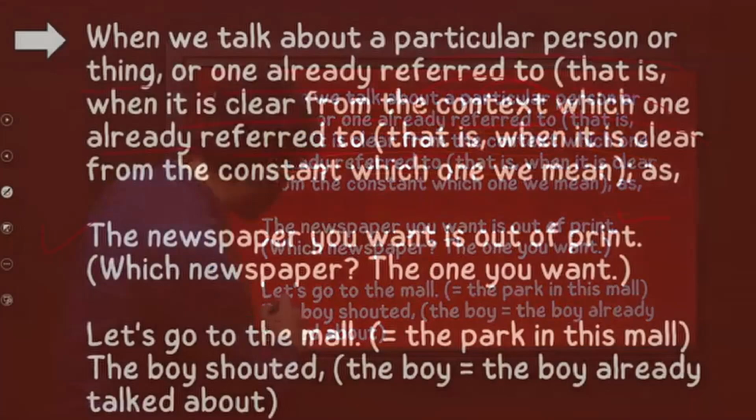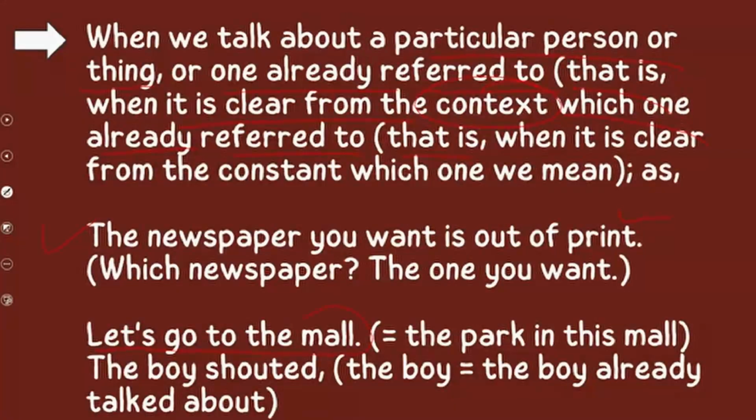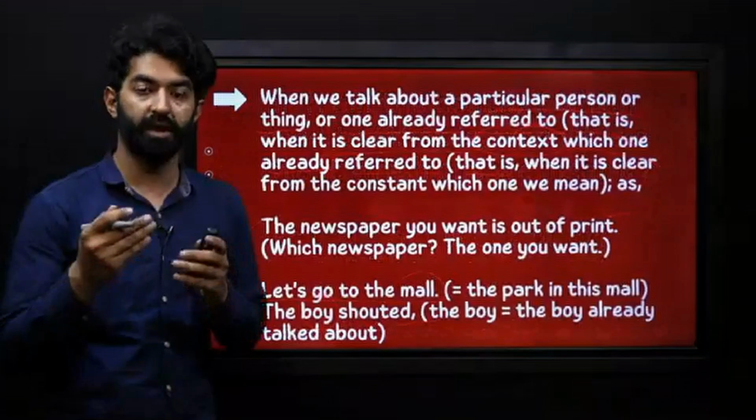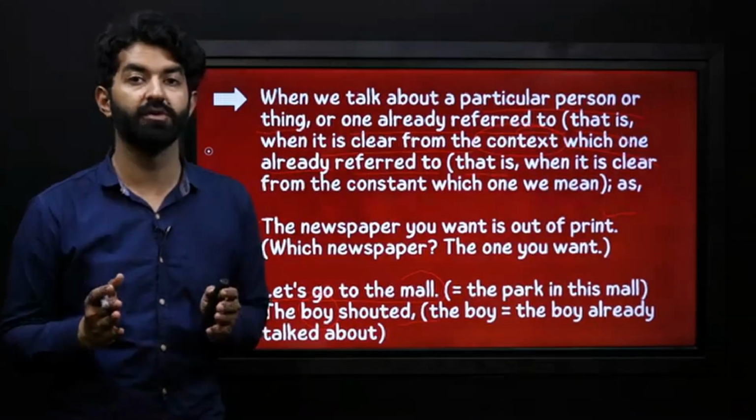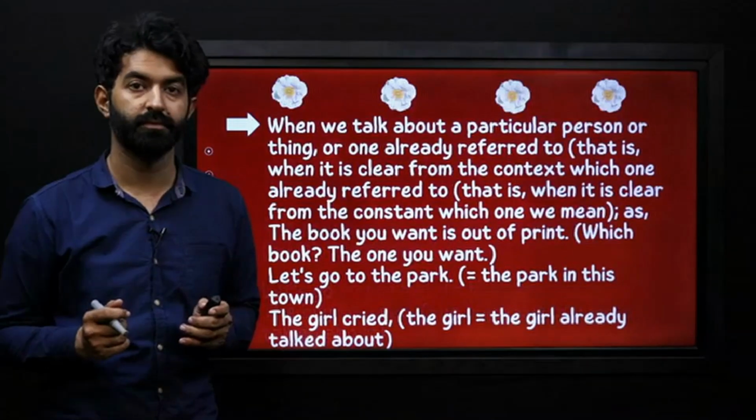For example, "let's go to the mall," "the park". In this, we are talking about a specific mall. "The boy shouted." Here, the boy, which boy? The boy already talked about in the context. If you see the whole context of anything written, or anything that is being conveyed to you orally, you will know if the article is used correctly or not.